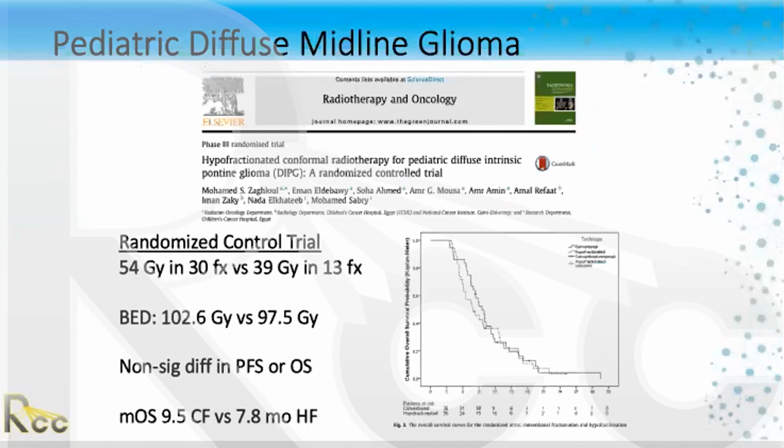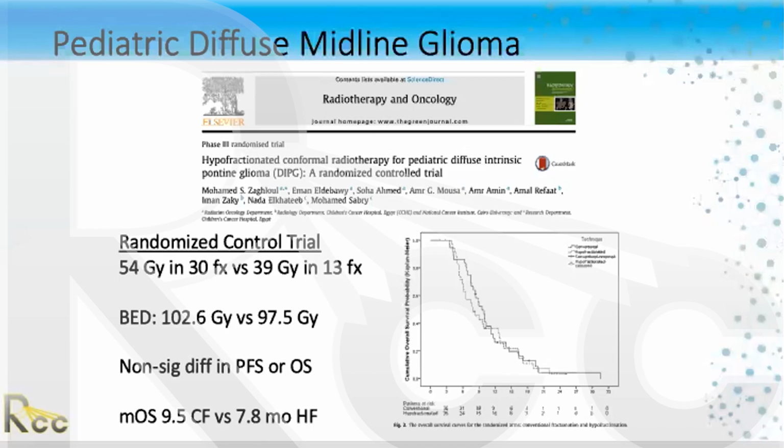Now, there's been some provocative data coming up from a number of folks internationally, including this randomized controlled trial that was performed in Egypt, 54 gray in 30 fractions versus 39 gray in 13 fractions. So hypofractionation at 3 gray per fraction. You can see there's a small decrease in overall biologic effective dose, but at least in this, I think, well-run randomized controlled trial, there was a non-significant difference in progression-free survival or overall survival. In terms of absolute numbers, maybe there was a slight benefit for conventional fractionation, but still non-inferiority was demonstrated in this trial.